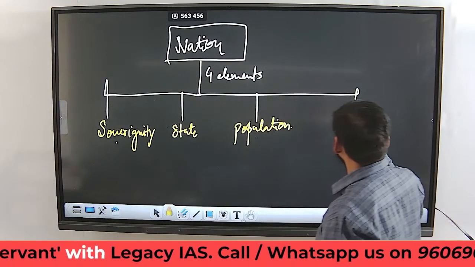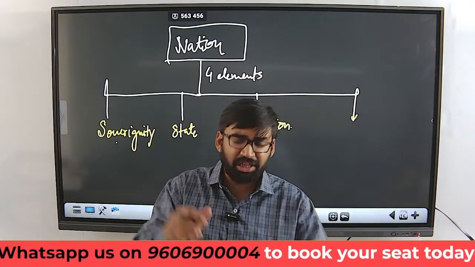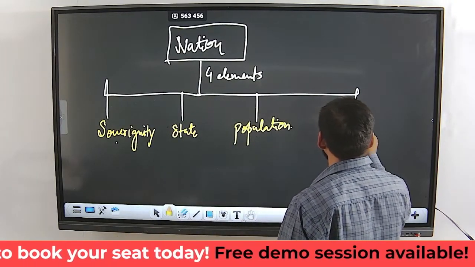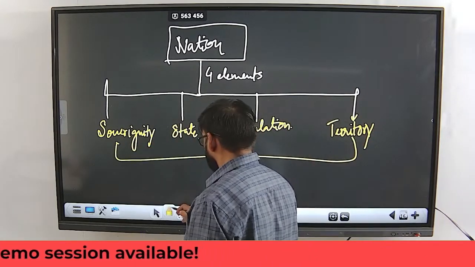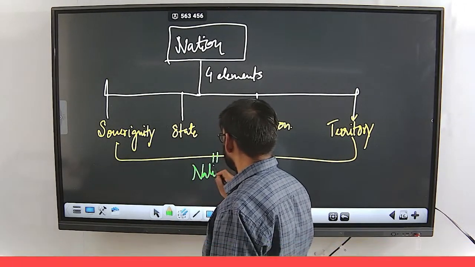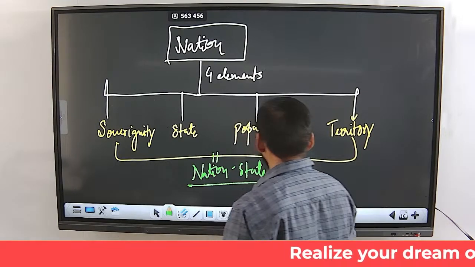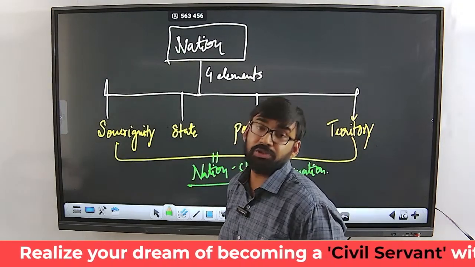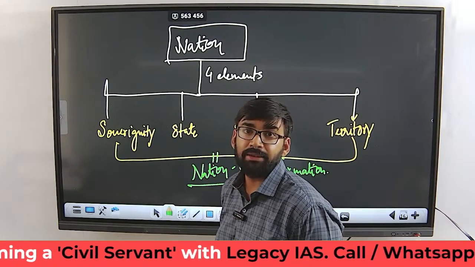Clear? And a nation will have its own border or territory. Every nation, even India, has its own border, a predetermined territory. That means the fourth element is territory. So based on these four elements, the nation state was formed. Getting my point? This is the most important thing that we need to understand.